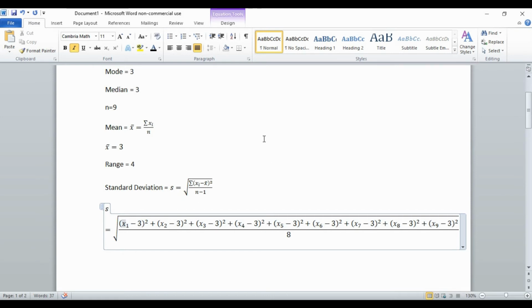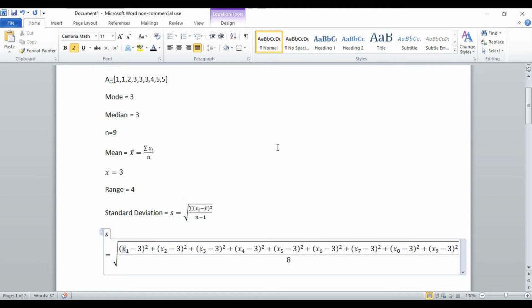Okay, so if I go back and look at the list, there's two 1s. There's a single 2. There's three 3s. There's one 4. And then there's two 5s. So now I go and take care of each of these computations.